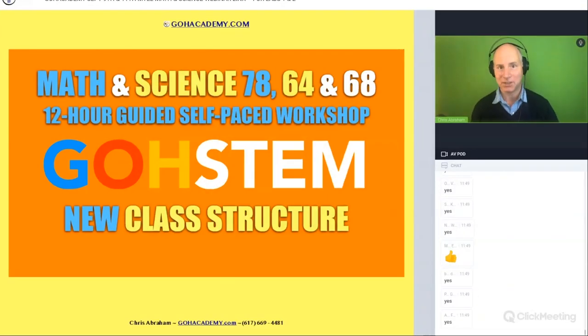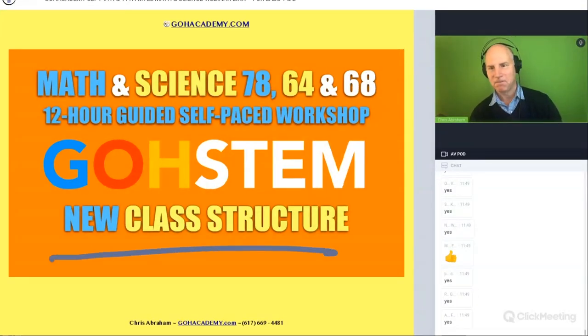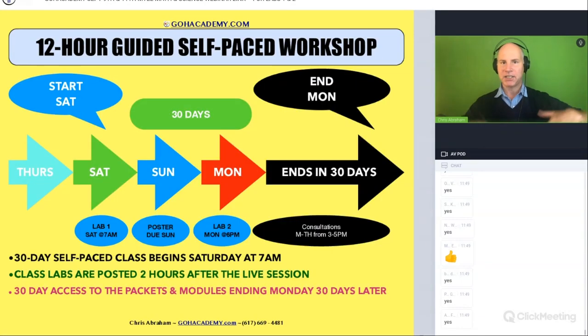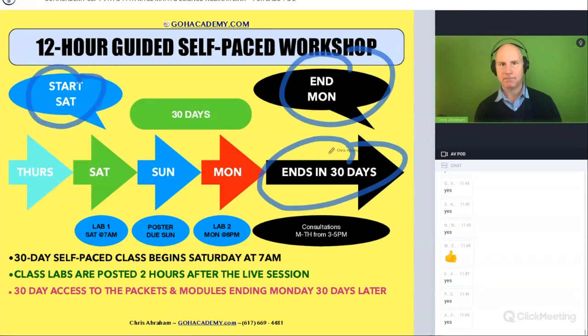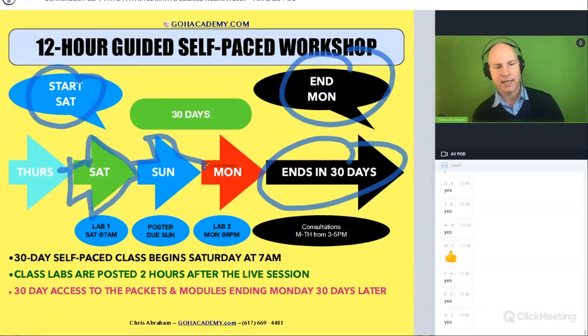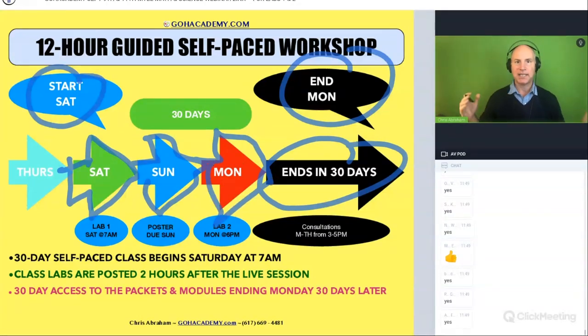I had to talk about the new class structure. I know we've actually highlighted it already, but this is important. We're starting today. We're ending in 30 days, 30 days from today. This class has certain markers that you want to hit in these 30 days, especially in the next few days. Here's the first one.